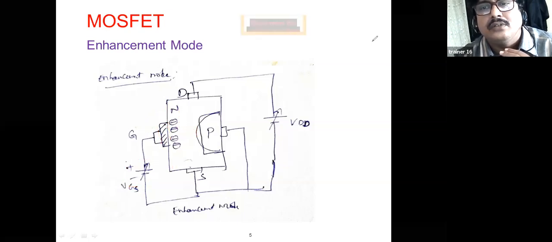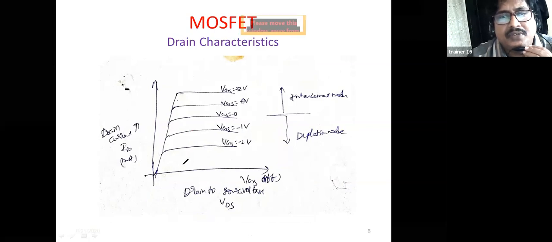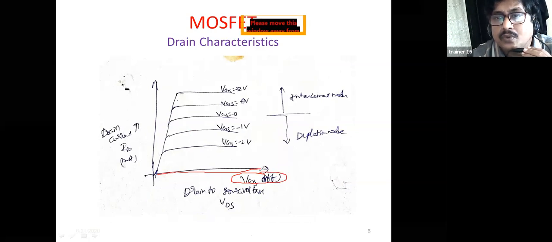Then next, this is the drain characteristics. If you see the drain characteristics, see here, this line is VGS in off condition. That means no work. At this time, the drain current is 0. That means it is in off condition.